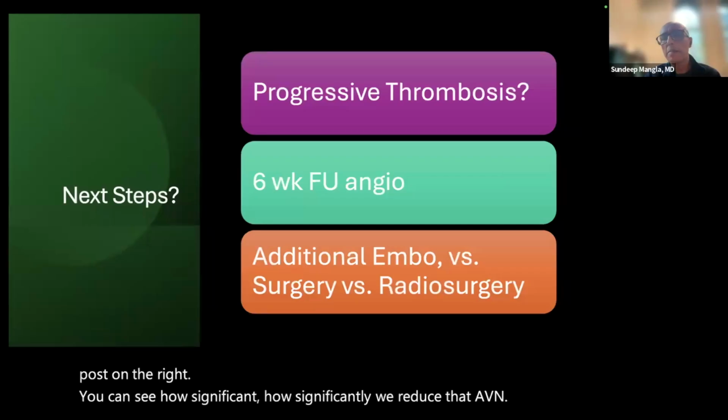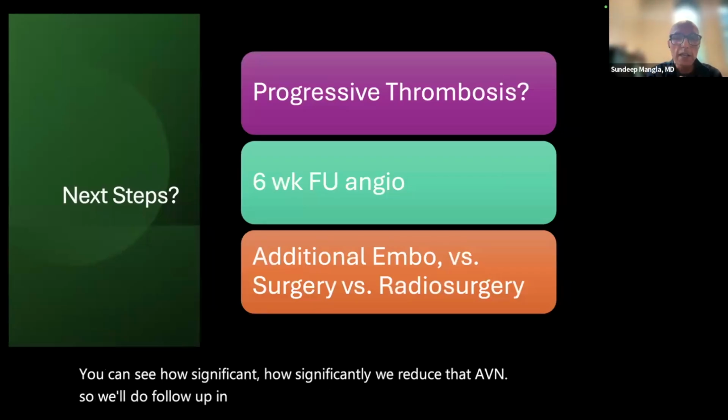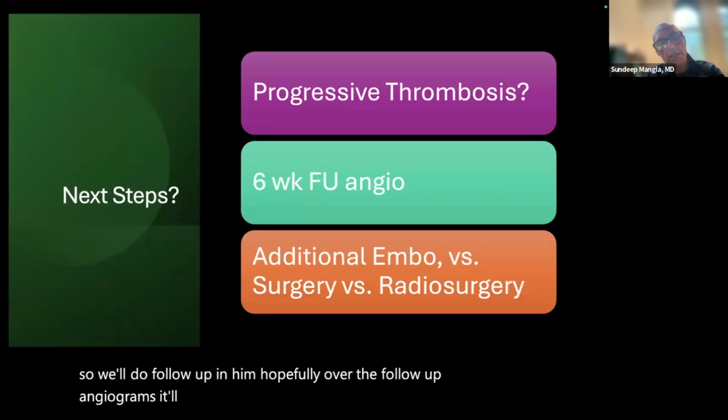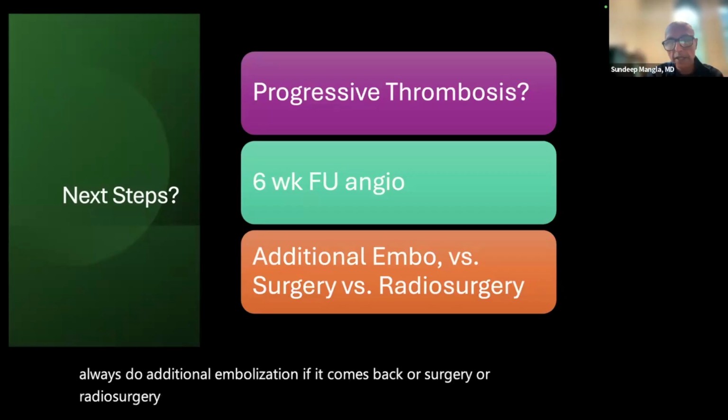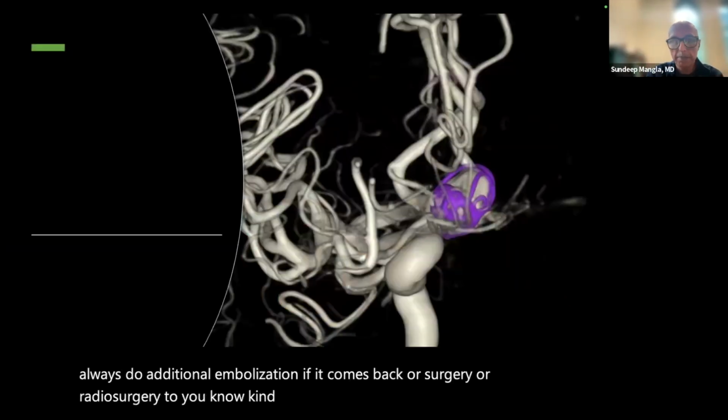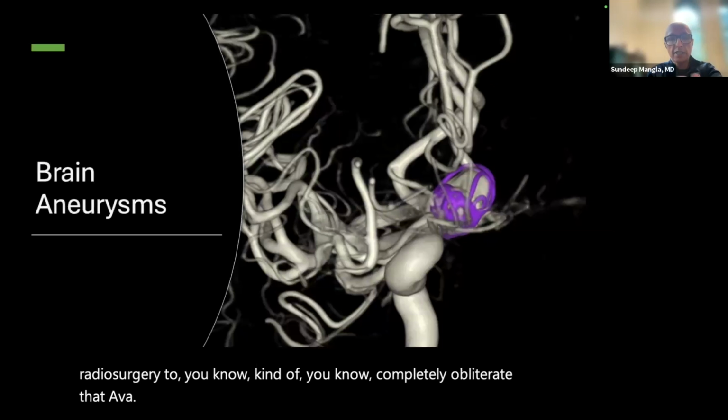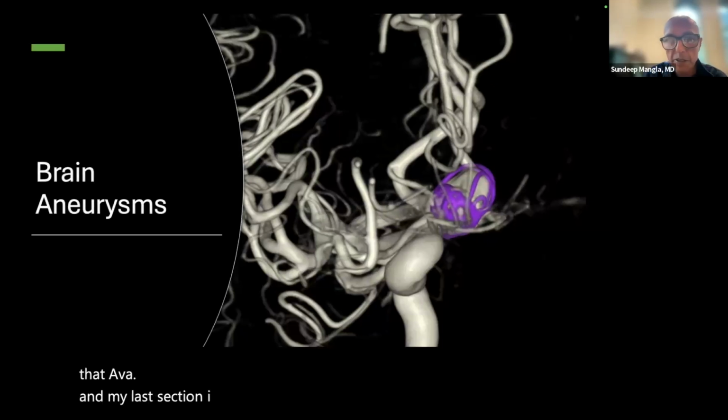So we'll do follow-up in him. Hopefully over the follow-up angiograms, it'll progressively close itself. If necessary, we could always do additional embolization if it comes back, or surgery or radiosurgery to completely obliterate that AVM. And my last section, I know I'm running a little low on time, but we'll go through this.